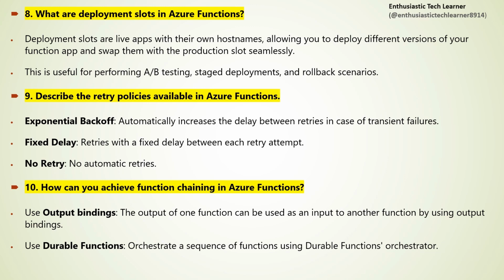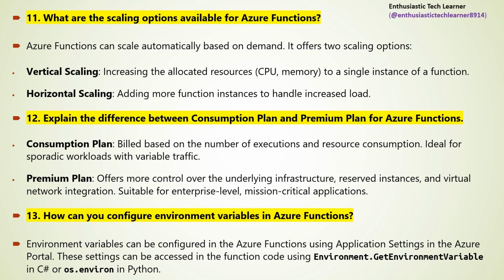What are the scaling options available for Azure Functions? Azure Functions can scale automatically based on demand. It offers two scaling options. Vertical scaling: increasing the allocated resources, CPU and memory, to a single instance of a function. Horizontal scaling: adding more function instances to handle increased load.